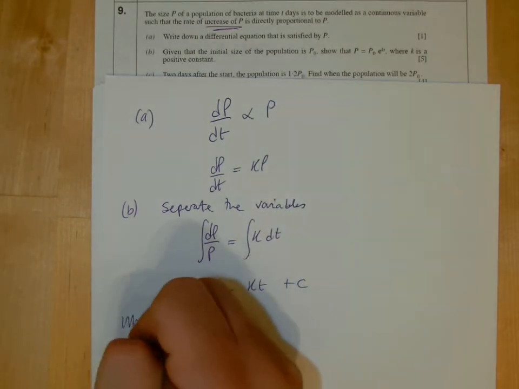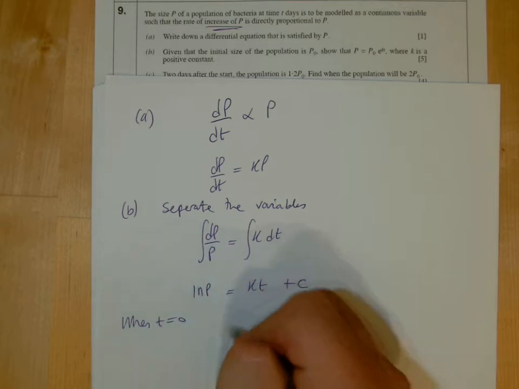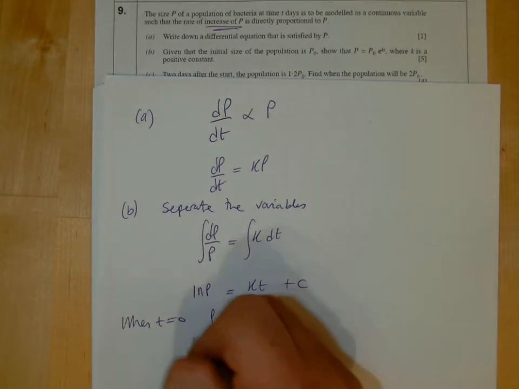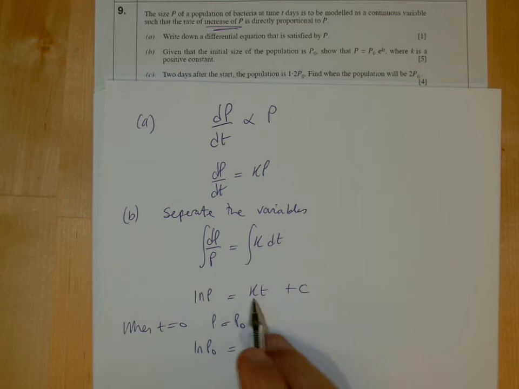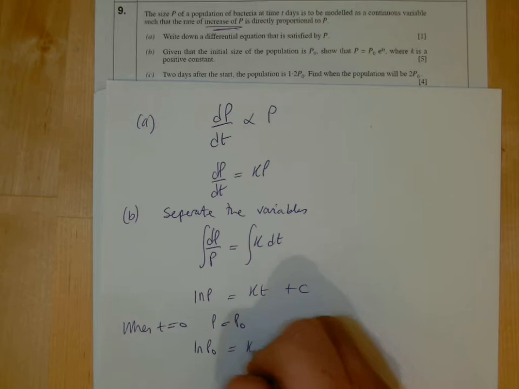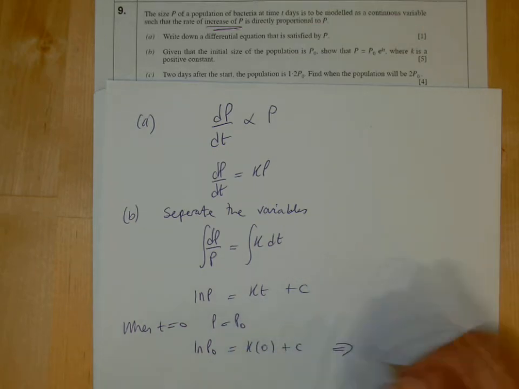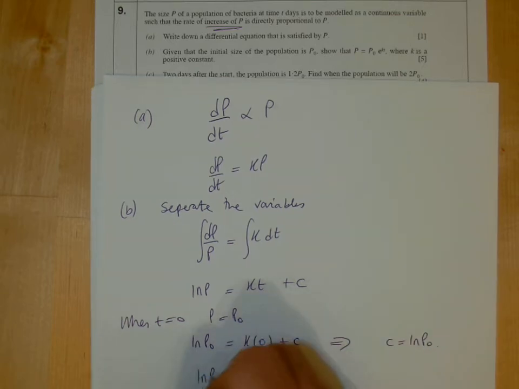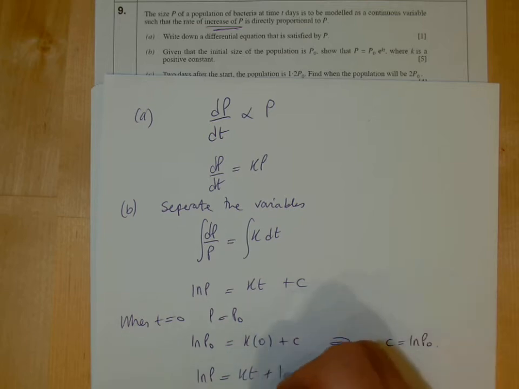So initial means, of course, at the beginning, so when t equals 0, the population is P0. P is equal to P0, so I can sub that in, so ln P0 is equal to k times 0, which is 0, plus c, so that implies c is just ln P0. So if I put that in there, ln P is equal to kt plus ln P0, right? And I can get out then what they want here. Okay, so there's my 5 marks.